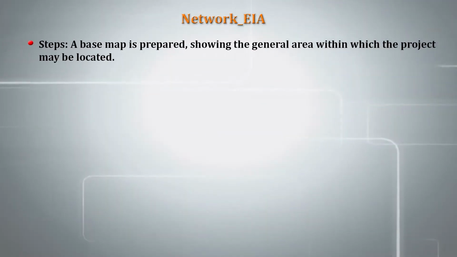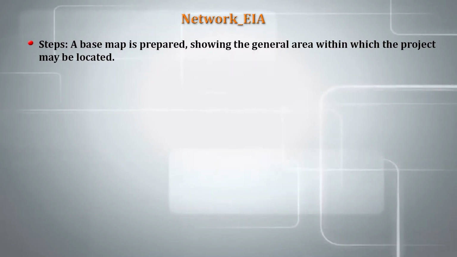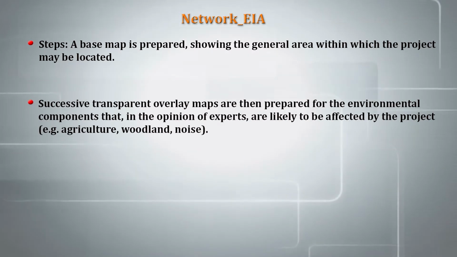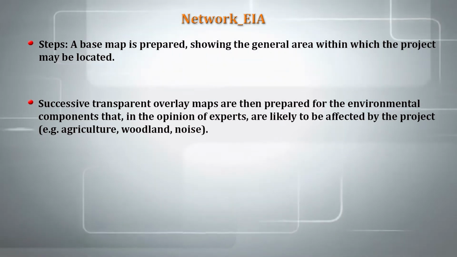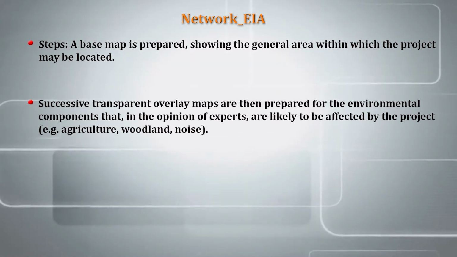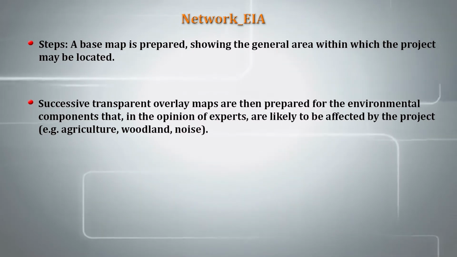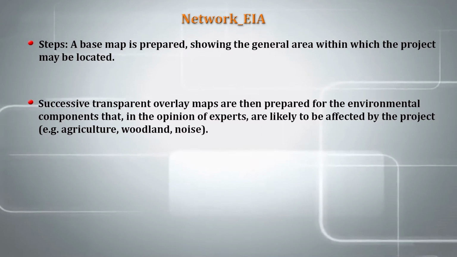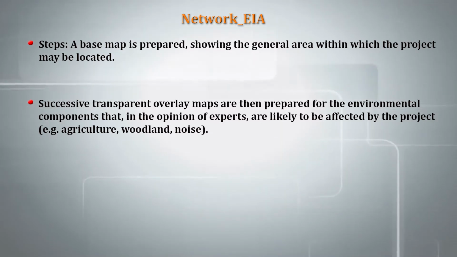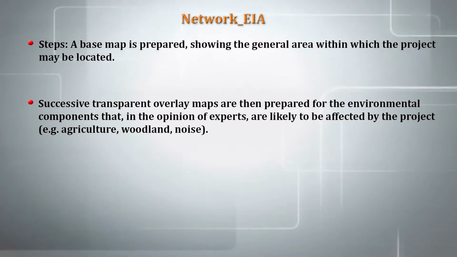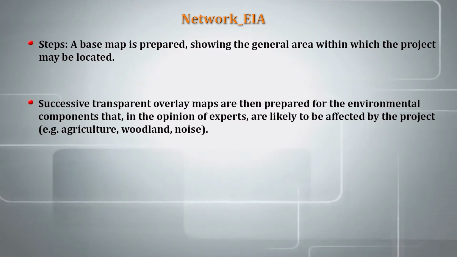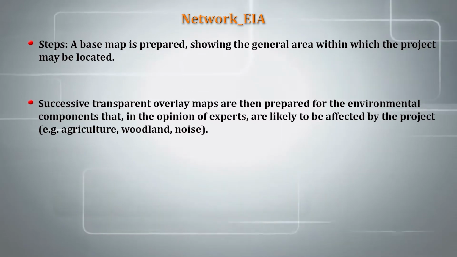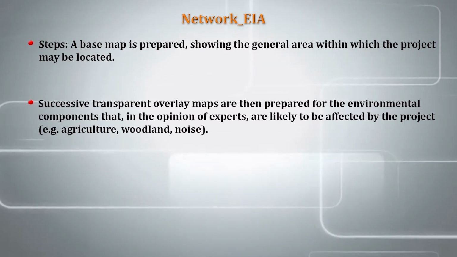So, let us see the steps one by one. The first step, as far as overlaid mapping is concerned, is to prepare a base map showing the general area within which the project has to be located. Thereafter, successive transparent overlay maps are prepared for the environmental components that, in the opinion of the experts, are likely to be affected by the project. It can be in the agriculture sector or the pollution sector. When you talk about pollution, it can be air pollution, water pollution, or even noise pollution. So all the variables and attributes will be taken into account, and we will prepare an overlay map.